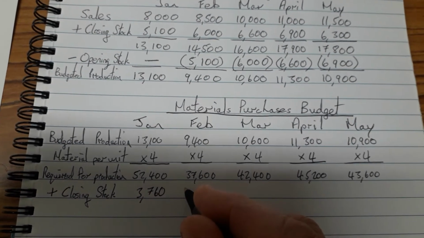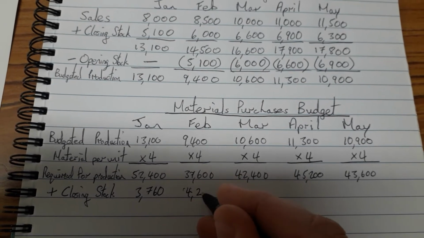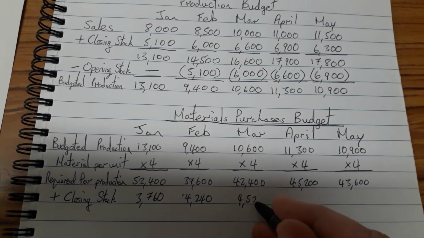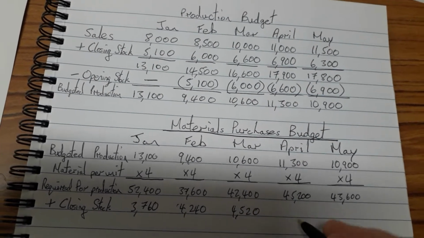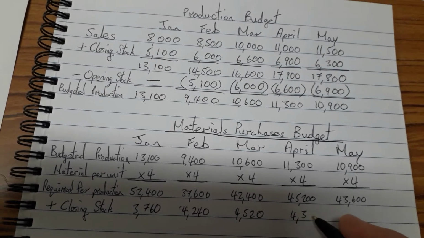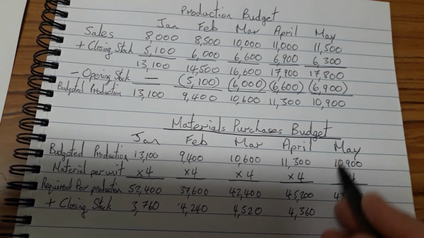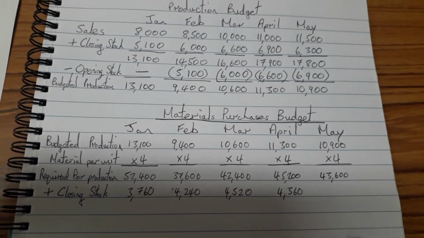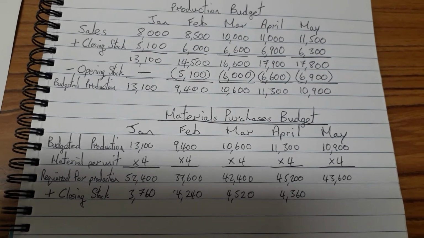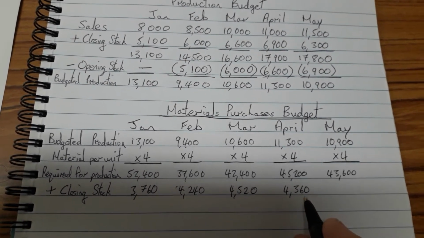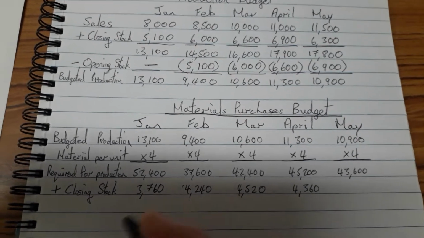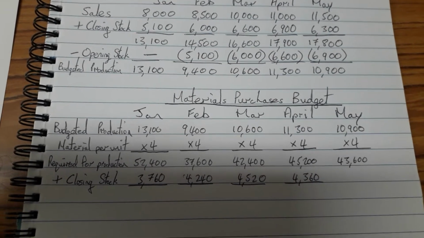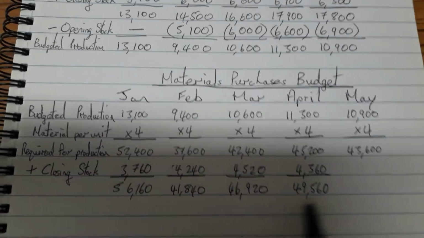Same for here, 4,240 is 10% of this. 10% of this is 4,520. 10% of this is 4,360. And now you see why we needed a May column, because we needed this figure in order to calculate this. We don't need to finish off any of the rest of May, so we'll leave that blank and just concentrate on the 4 months that we were asked for. So that's it. We add the closing stock on. Again, I'm going to pause while I add those. So again, that's those totals.